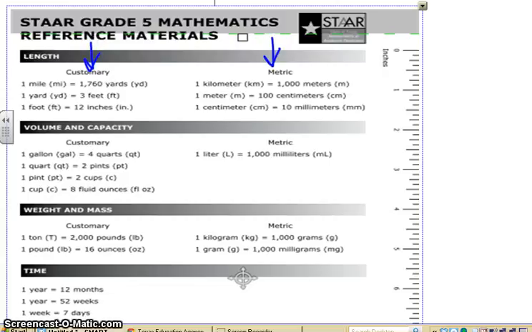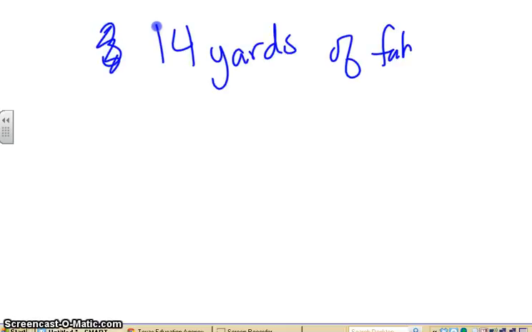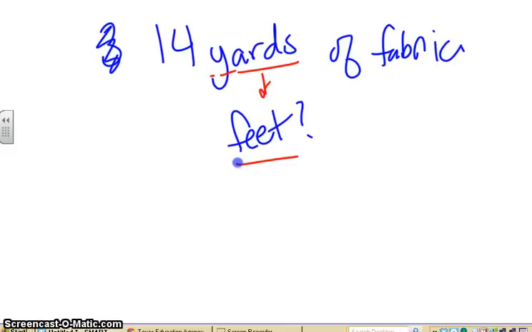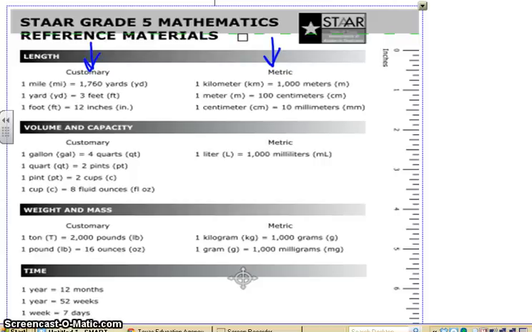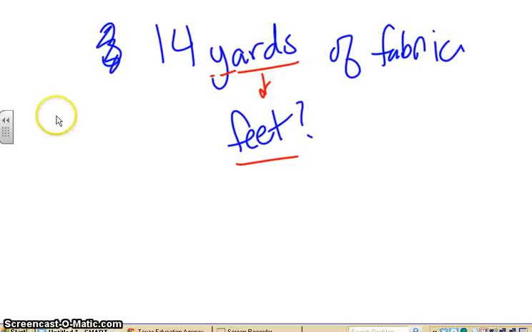So let's say that the problem talks about us having... our problem says we have 14 yards of fabric. And it wants to know how many feet we have of that fabric. So obviously we're going to have to be converting from yards to feet. So I'm going to go to my mathematics chart and find where it converts from yards to feet. And if I look right here on my chart, I see that 1 yard equals 3 feet. So I'm going to write that down. I'm going to say 1 yard equals 3 feet, because that's what I know from my mathematics chart.